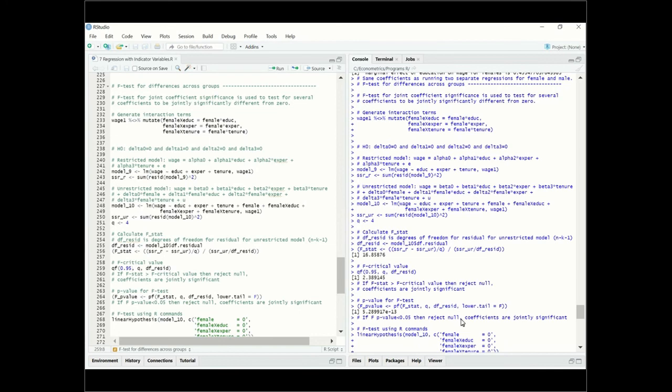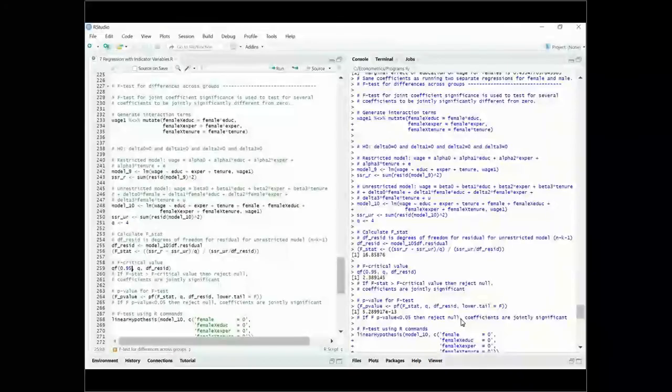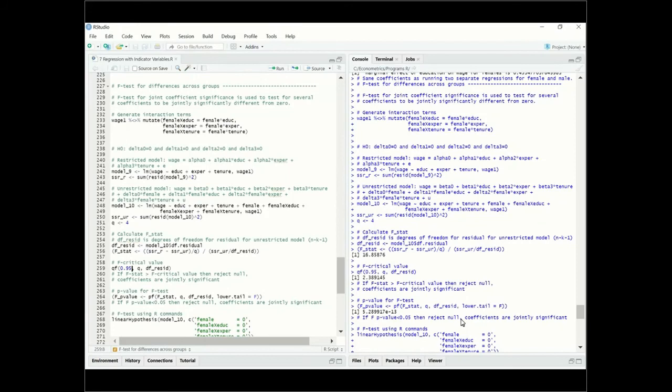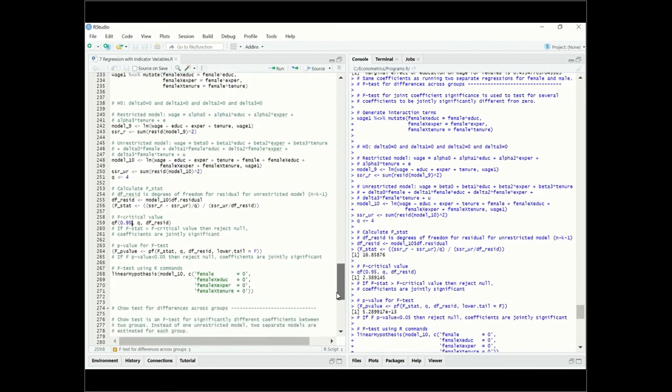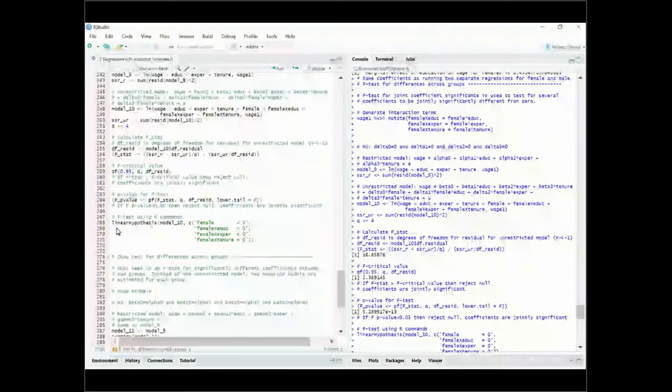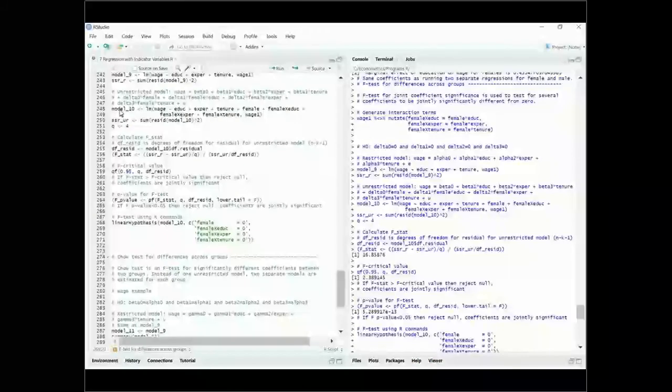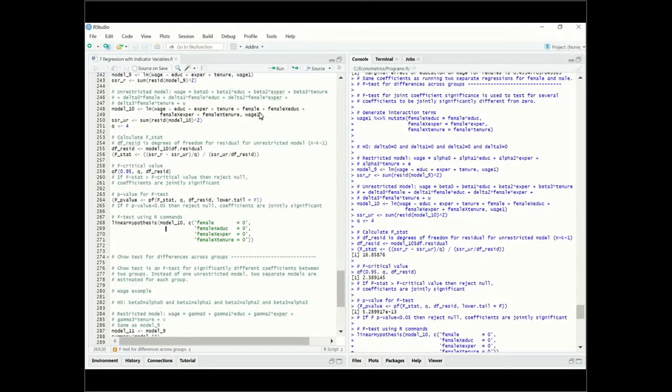So what we found here is that there are actually significant differences for males and females in this model. Now, this is done the slow way, but we can do things a lot faster by just using the R commands. And after we estimate the model, what we can do here is linear hypothesis. We're giving it the model 10. So this is basically the unrestricted model. So we're first estimating the unrestricted model.